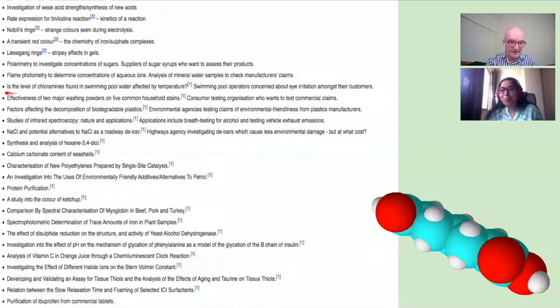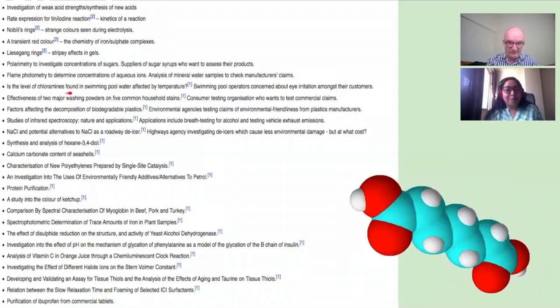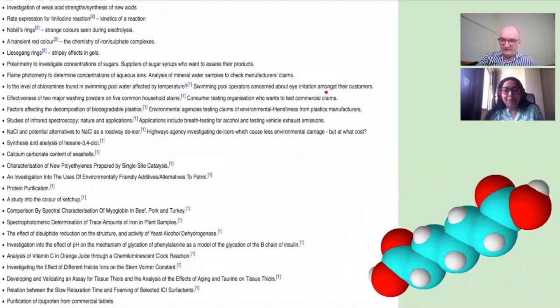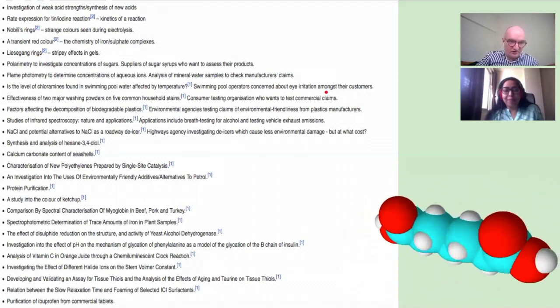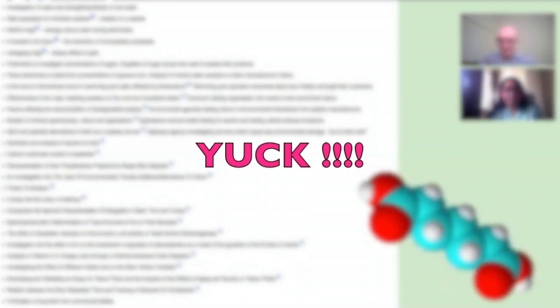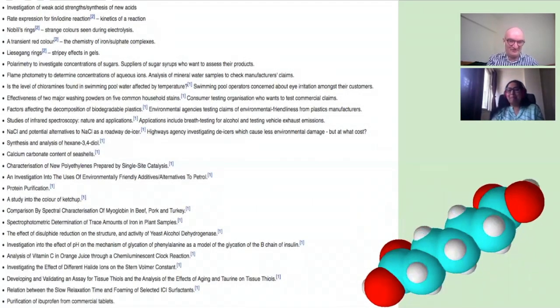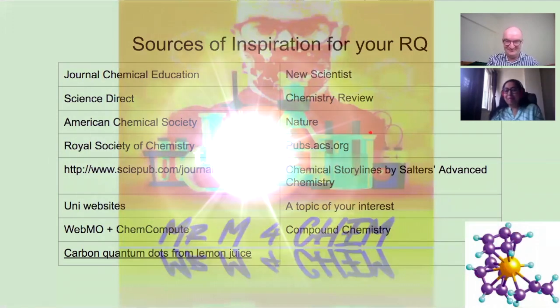And the other one, mainly because I'm in Singapore, was the level of chloramines found in swimming pool water affected by temperature. That was mostly a personal interest, and I don't know if you know, chloramines come from people urinating in the pool and the urea reacting with the chlorine and making chloramine. So we'll move on swiftly.